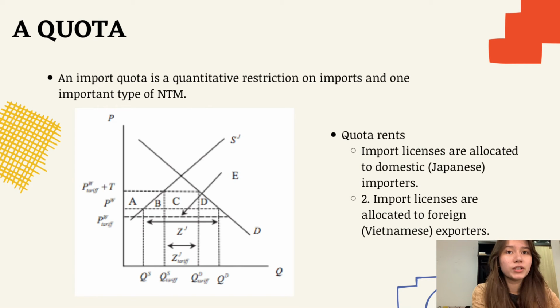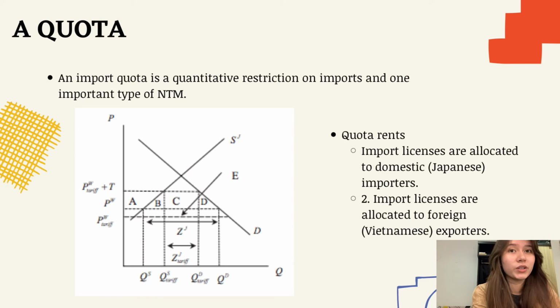In the case of import licenses allocated to domestic importers, the area C is a transfer from domestic consumers to domestic importers. Area C is a loss to consumers and a gain to importers for a net effect of 0 for Japan as a whole. Our net welfare effect is just like a specific tariff, equal to the quota premium P quota minus PW, that results in an import level of ZJ quota, known as the equivalent tariff.